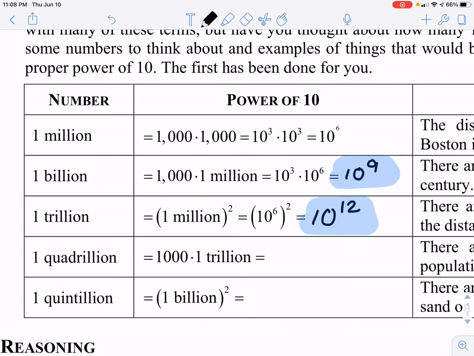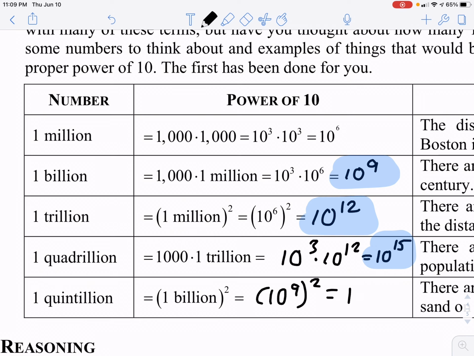A quadrillion is 1,000 times a trillion. Well, a trillion itself, we already saw, was 10 to the 12th power. 1,000 we saw was 10 to the 3rd power. So if we multiply those, 10 to the 3rd times 10 to the 12th is 10 to the 15th power. And lastly, a quintillion is a billion squared. So a billion is 10 to the 9th power, and let's square that. Well, that would be 10 to the 18th power.